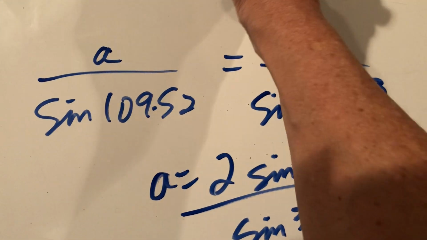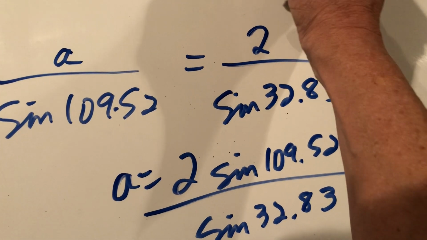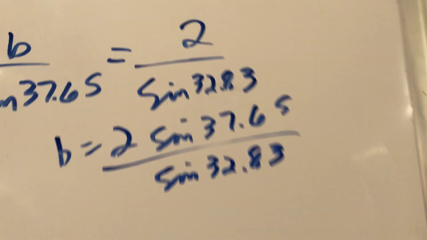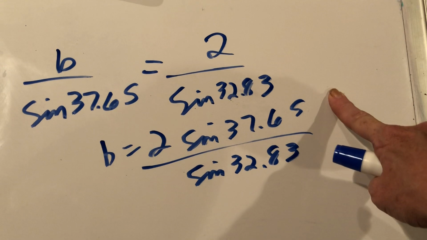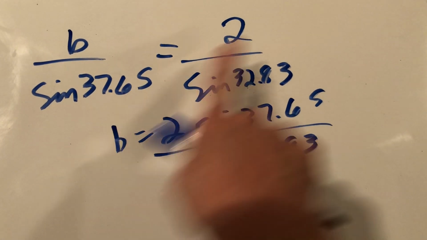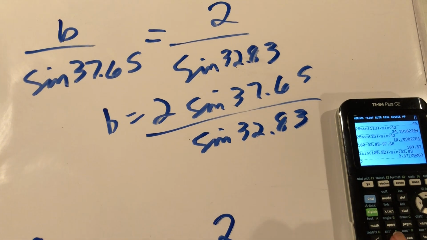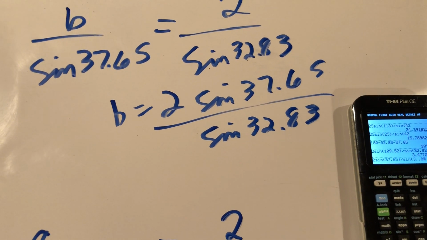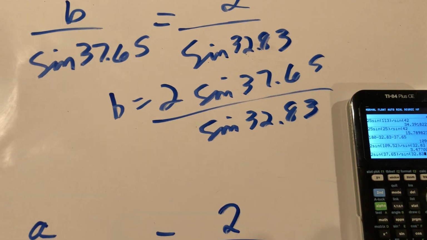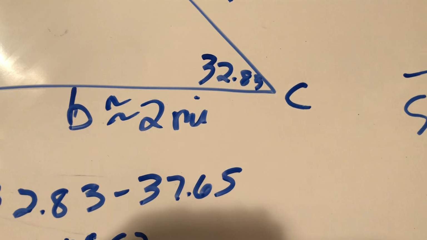So again, just one move. B equals 2 sine 37.65 over sine 32.83. B over sine 37.65, 2 over sine 32.83. One move, we just have to move that. Type it in the calculator. 2 sine 37.65, close parentheses, divided by sine 32.83. And you get about 2.25, but again, pretty sure it says nearest whole number, so that's just 2 miles as well.